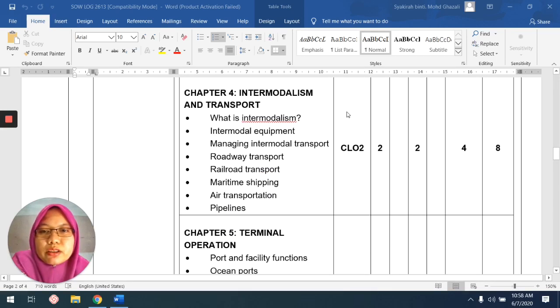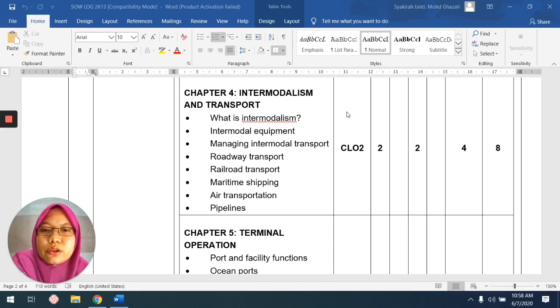Chapter 4 is intermodalism and transport. For intermodalism and transport, the first thing you need to know is what intermodal is, what intermodalism is. Then we will learn one by one the modes of transport that you already know, of which we have 5 modes of transport.